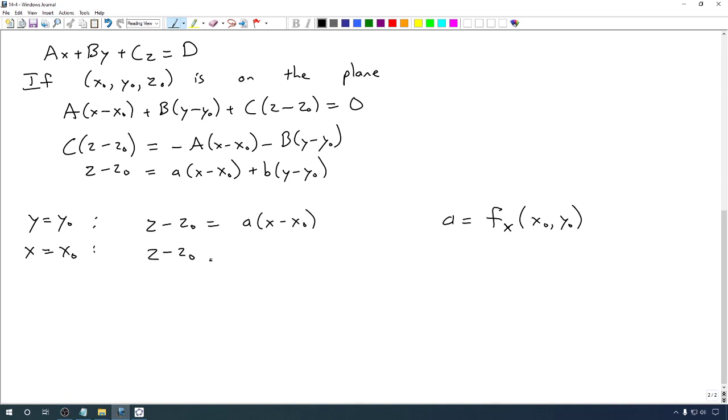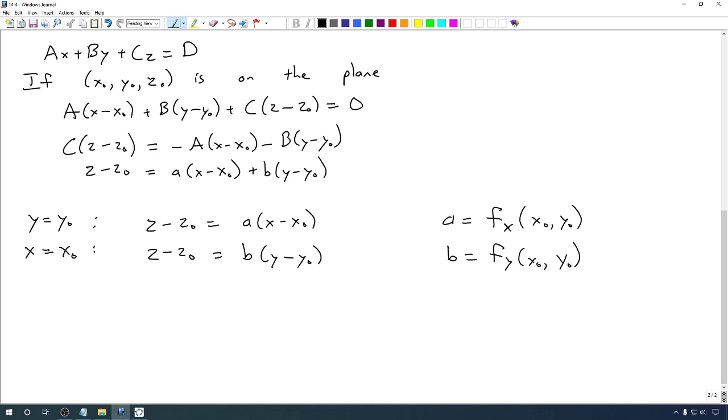We still have z minus z naught over here. This time the x minus x naught becomes a 0, and we're left with b times y minus y naught. And for the exact same reasons, this is in point slope form for a tangent line that's parallel to the yz plane. And so the b is our derivative. It's just the partial derivative of f with respect to y at the point x naught, y naught.